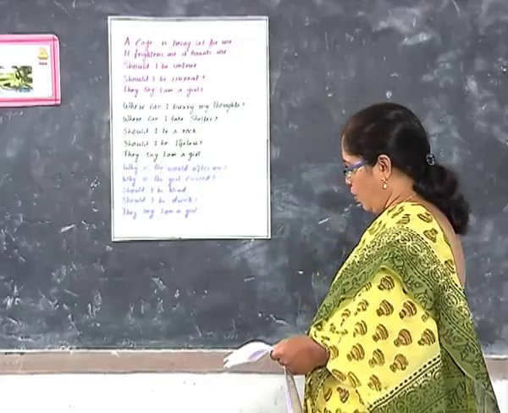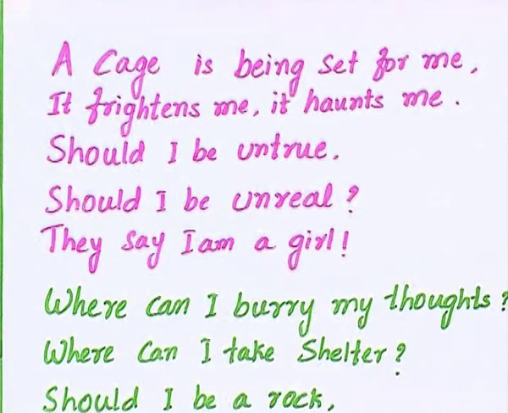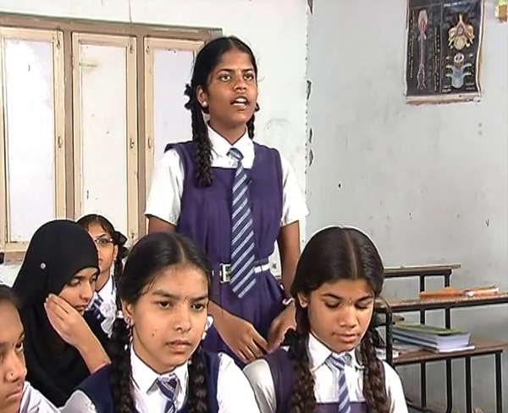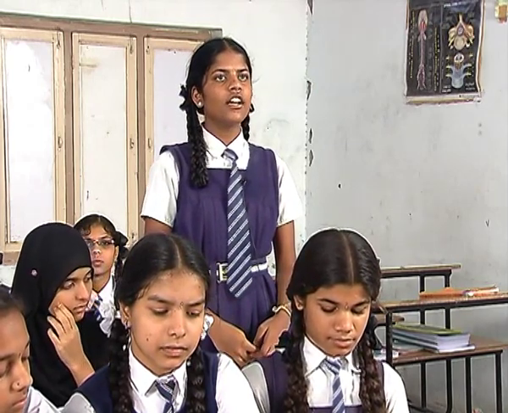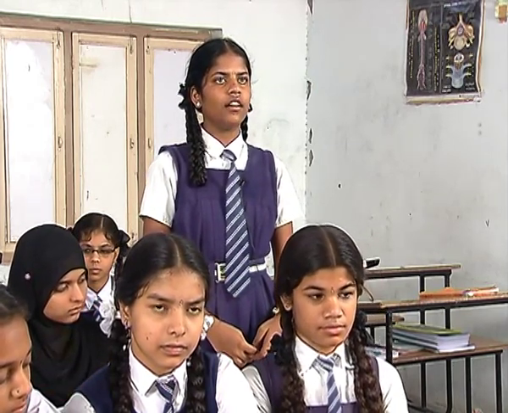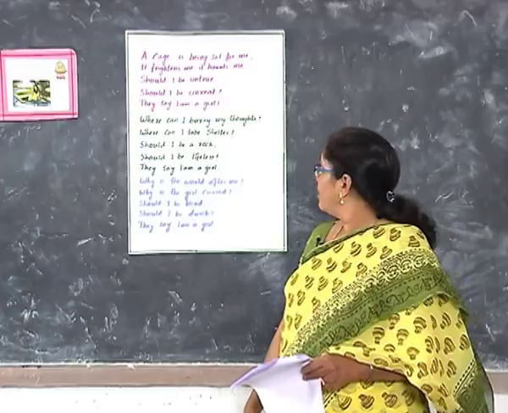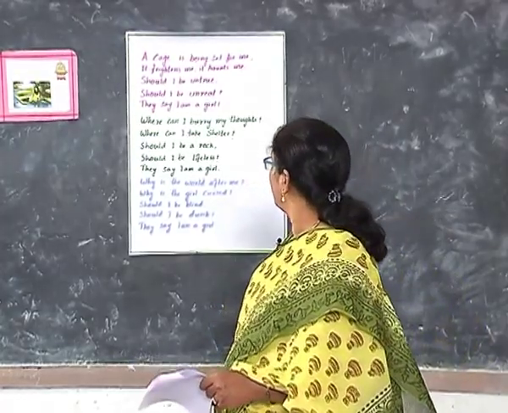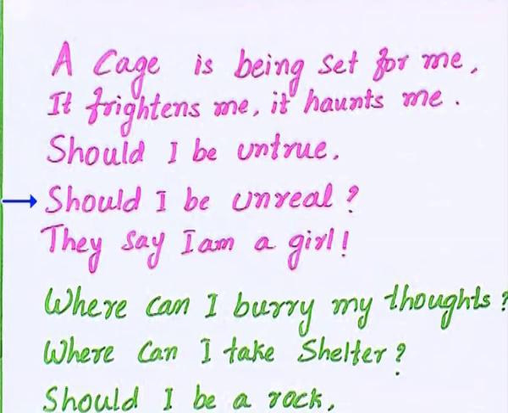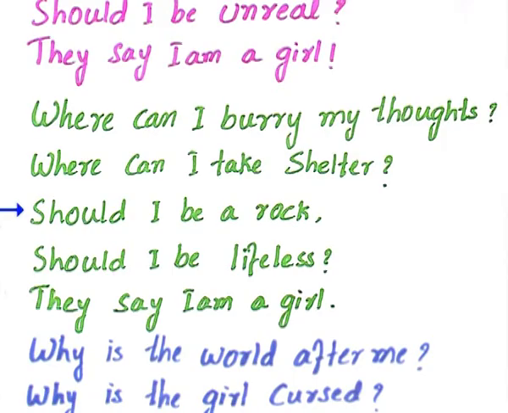Good. Then who can clarify this idea? Look at the poem. Yes. The line "Should I be a rock" suggests that she should not react to anything. Okay. Anything else? The line "Should I be unreal," all this. Okay. So here also, should I be a rock? Should I be lifeless? Okay, good.